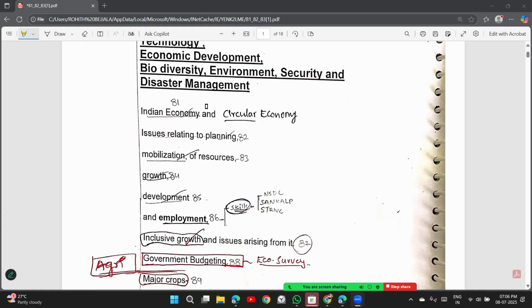Here I have numbered every topic. I have assigned a number to every topic. For example, in the Indian economy, I have given 81 to issues related to planning, 82 to mobilization of resources, 83 growth, 84 development, 85.